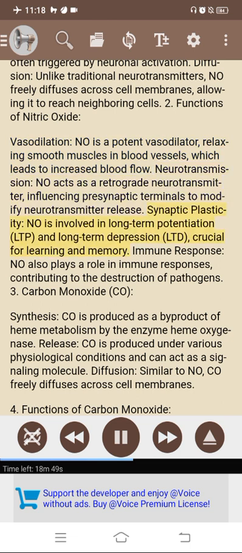Synaptic plasticity. NO is involved in long-term potentiation, LTP, and long-term depression, LTD, crucial for learning and memory. Immune response. NO also plays a role in immune responses, contributing to the destruction of pathogens.